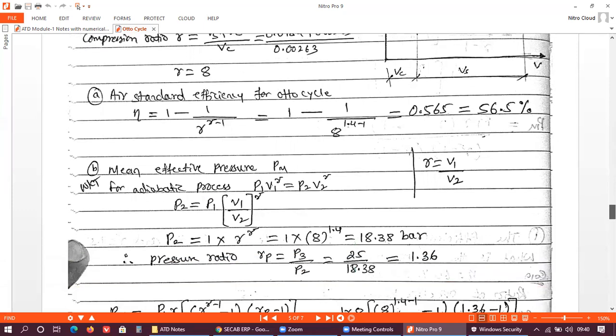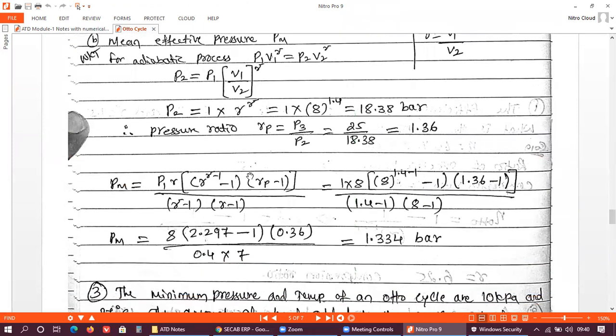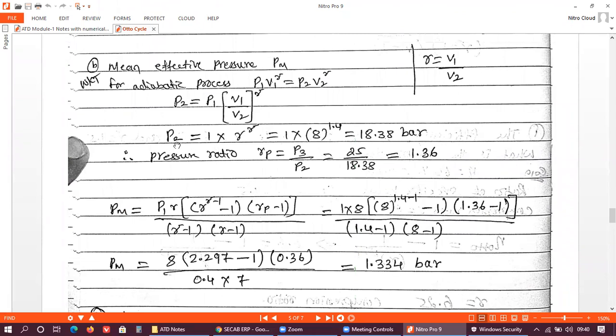Now coming to the mean effective pressure, as I told you, this is the expression. But before that, a small modification is required. The P2 value is required here, because we need to calculate the pressure ratio rp. So how are you going to calculate it for the adiabatic process? P1 V1 raised to gamma is equal to P2 V2 raised to gamma. If you rearrange and simplify, you will get P2 equal to 18.38 bar. Once you get the value of P2, you can calculate the pressure ratio.